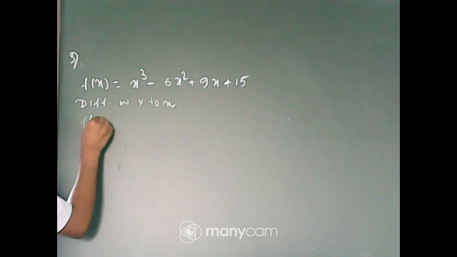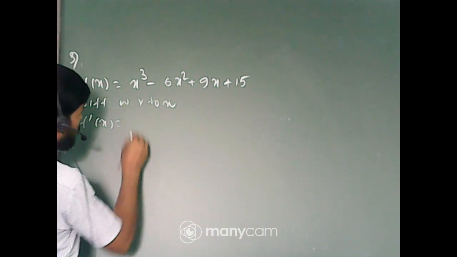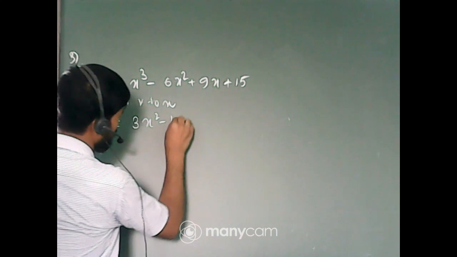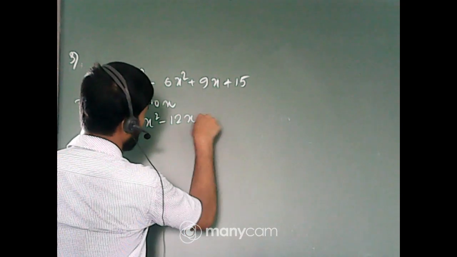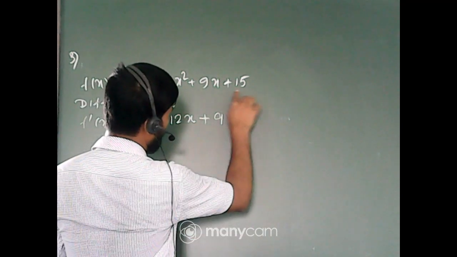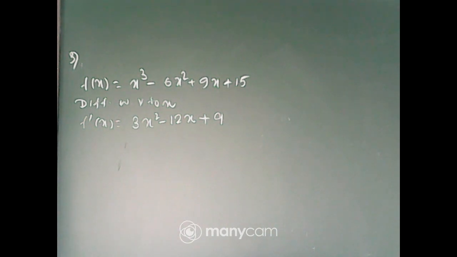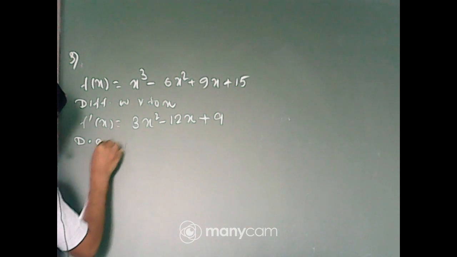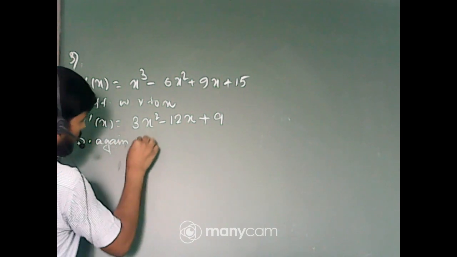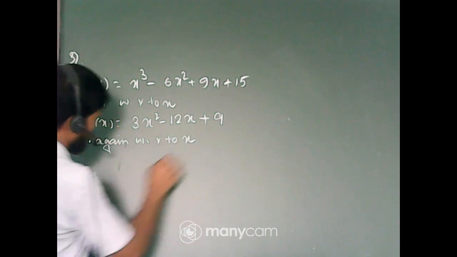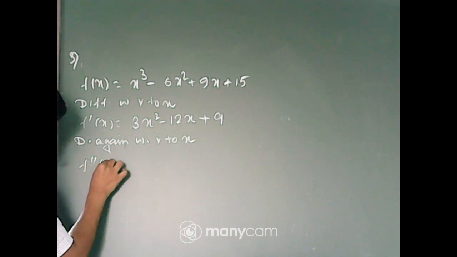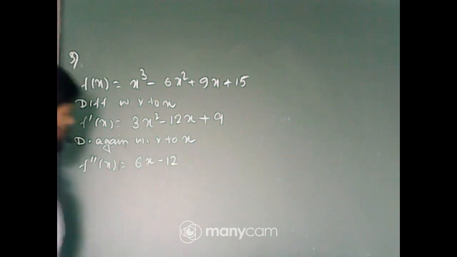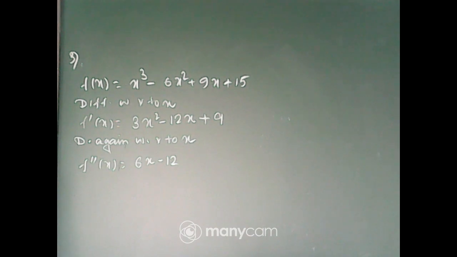So we have f dash x is equal to the derivative of x cube, that is 3x square, minus the derivative of 6x square, that is 12x, plus the derivative of 9x, which is 9, and the derivative of 15 is 0, so I am not writing it here. Now find the second derivative. Differentiating again with respect to x, we have f double dash x is equal to 6x minus 12. Now we have to find the critical points of the function.